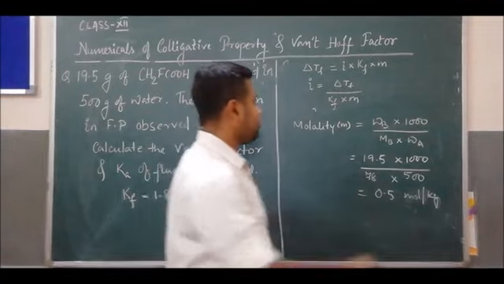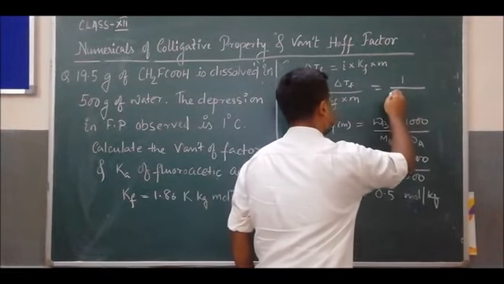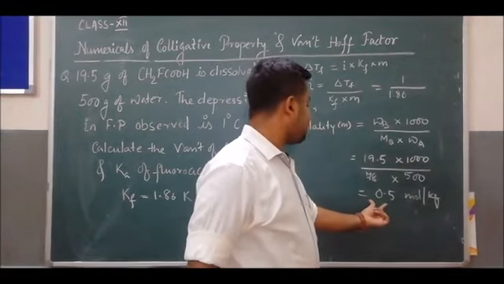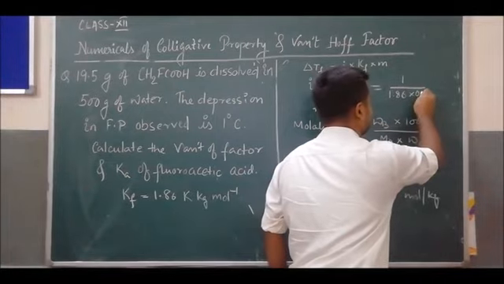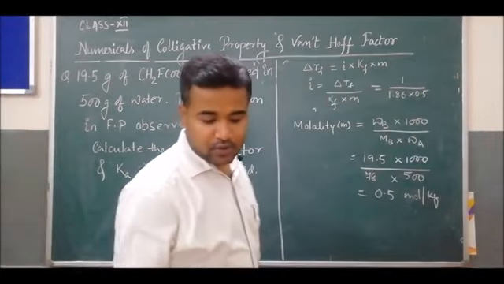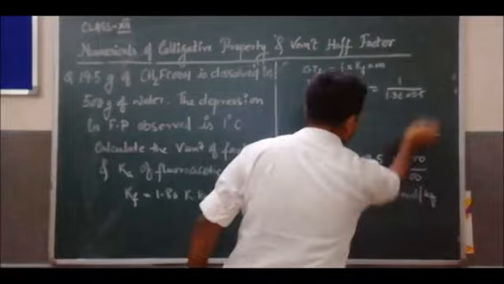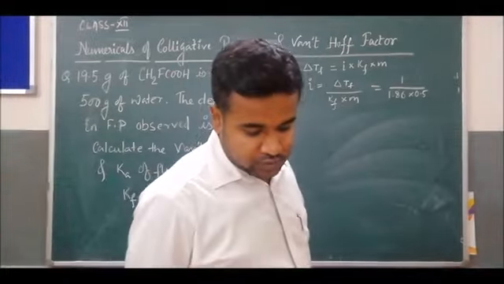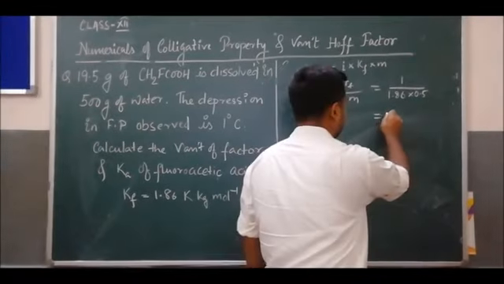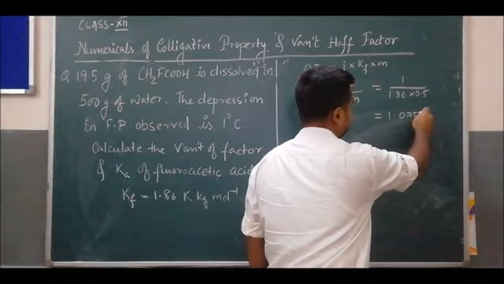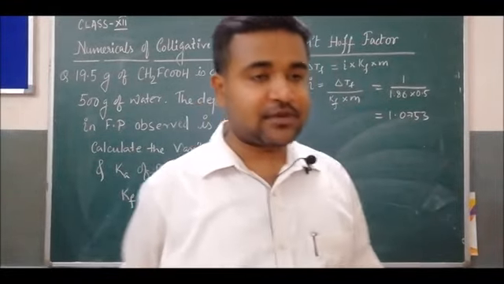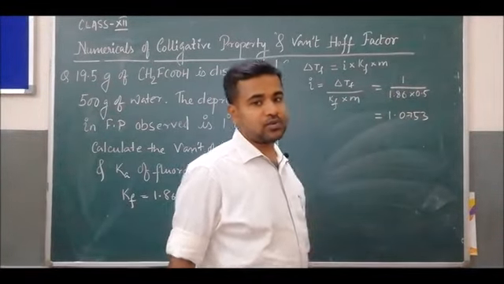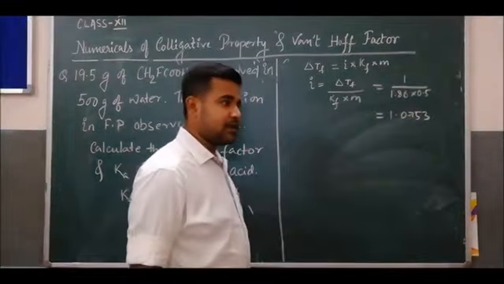So now we will put the values. Delta Tf is 1, Kf is 1.86 into molality 0.5. So what will be the i value? If you calculate this, the i value will be equal to 1.0753. Clear? So this is the i value when we calculate this. So the i value has come.